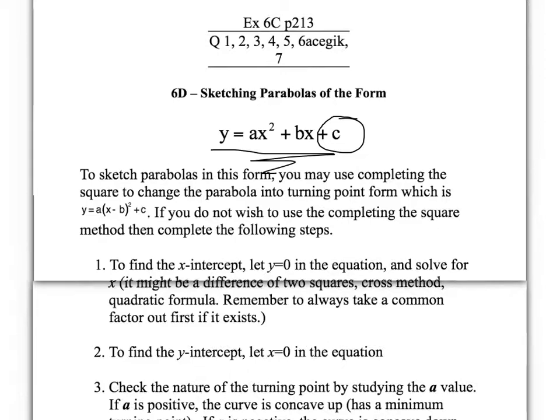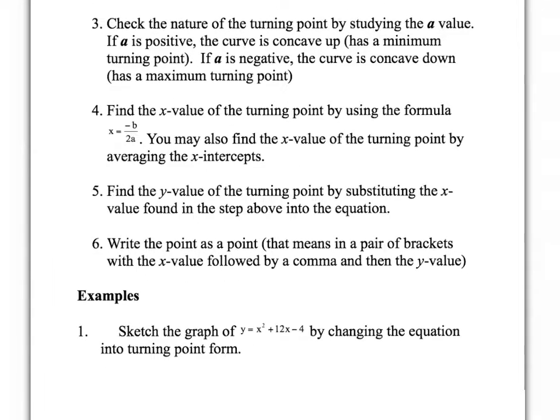Okay, now the other way to do it is to find the average of the x-intercepts. So let's say for example that my x-intercepts for an equation were 2 and 4. That means that the turning point is going to be in the middle of those two values, because remember, a parabola is symmetrical. And what's in the middle of 2 and 4? Well, that's 3. So that means the x value for my turning point is the number 3.